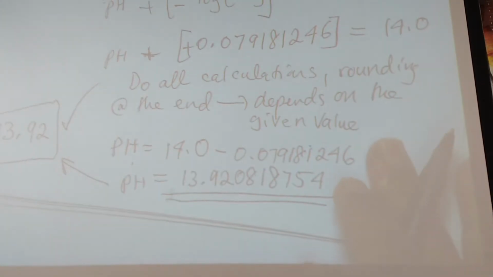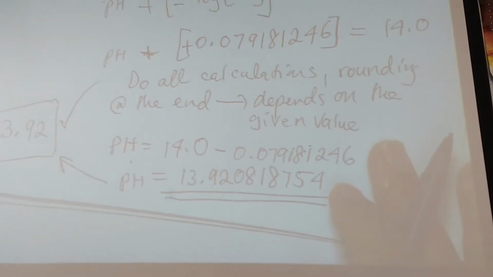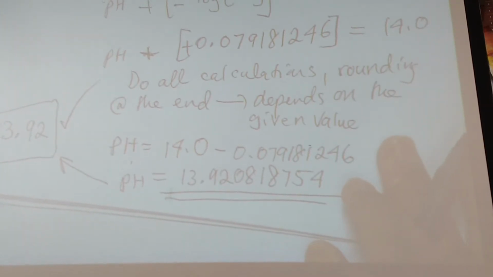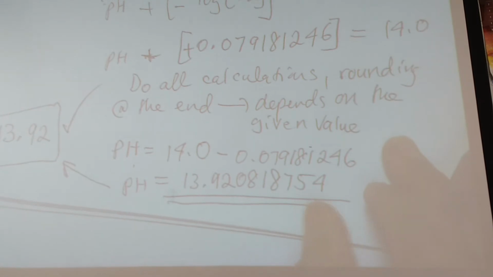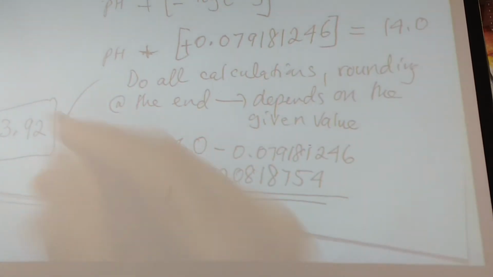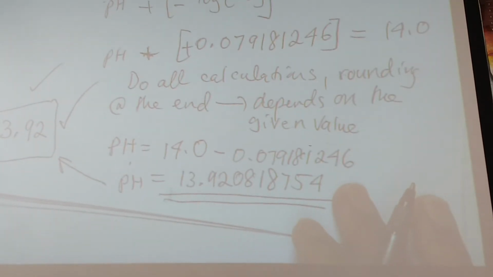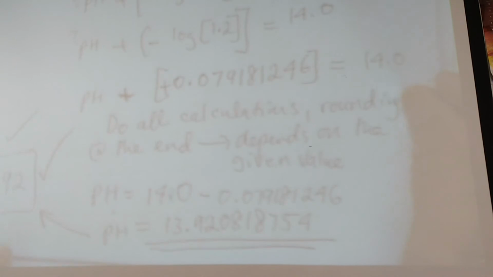This is very unique determination of sig figs, just for the pH, for the log, correct? So the answer is 13, and I have two significant figures, I have two digits after the decimal. So this is the answer here. Everybody following? Yeah. Now, let's do the second one.